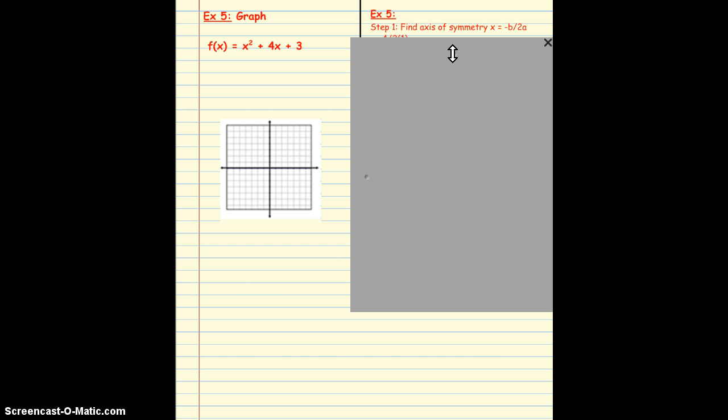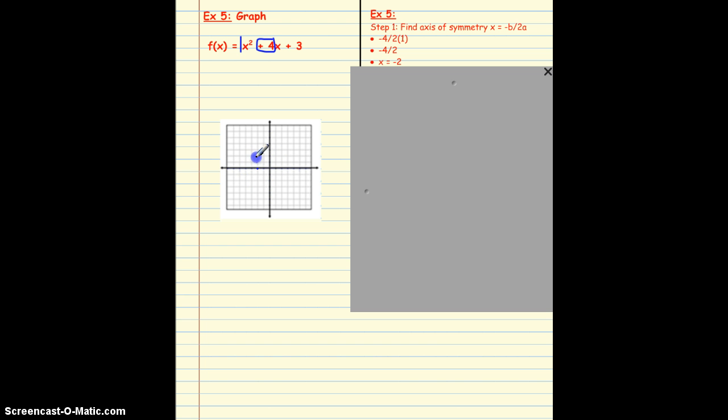Again, a reminder, we find this by finding the x value with negative b divided by 2a. Our b value is positive 4, and our a value, there's nothing in front of the x squared, so of course our a value is 1. So we have negative 4 divided by 2 times 1. Negative 4 divided by 2 is negative 2. So our axis of symmetry is when x equals negative 2.